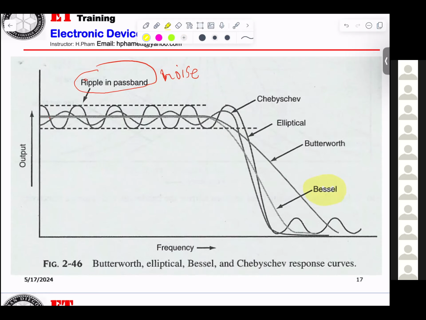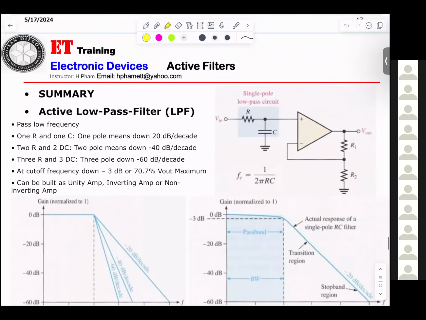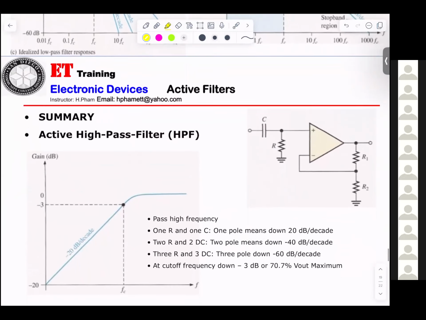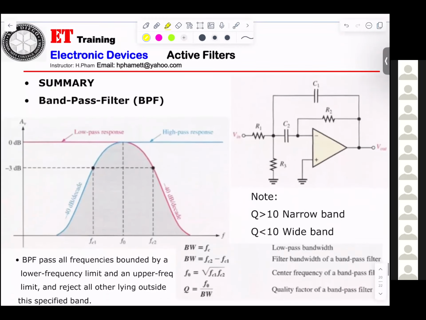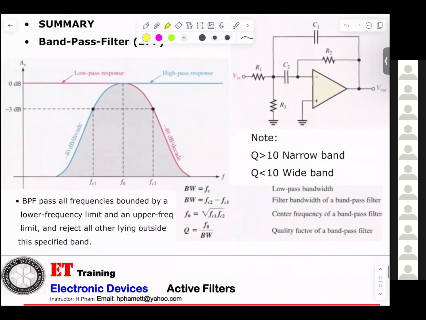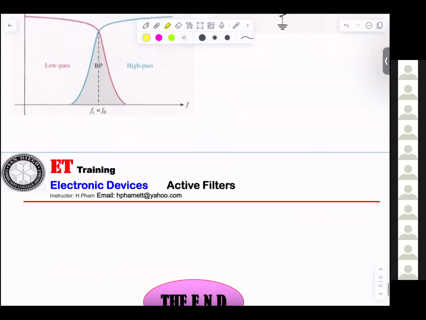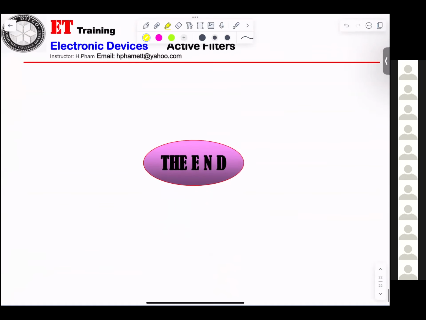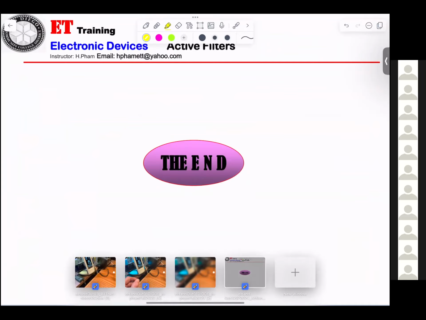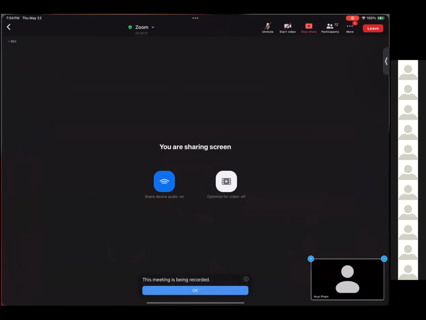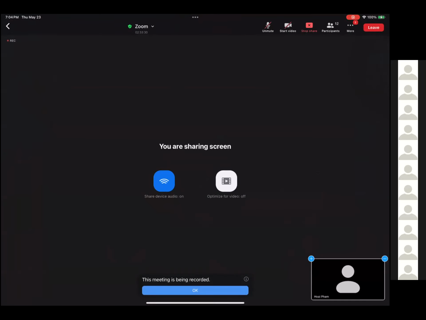Okay, any question, anything? Okay, that's just a formula. You can read that, okay? Okay, any question, anything?